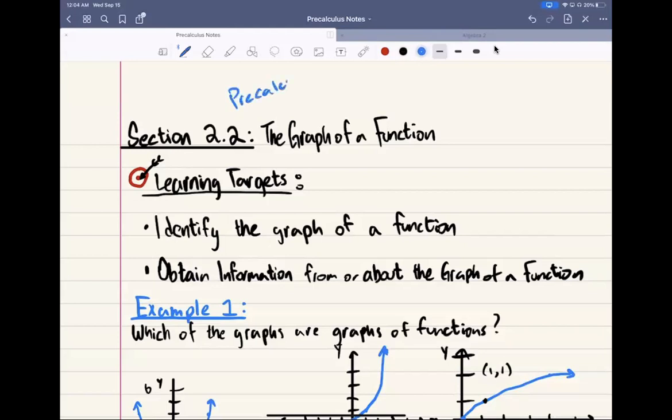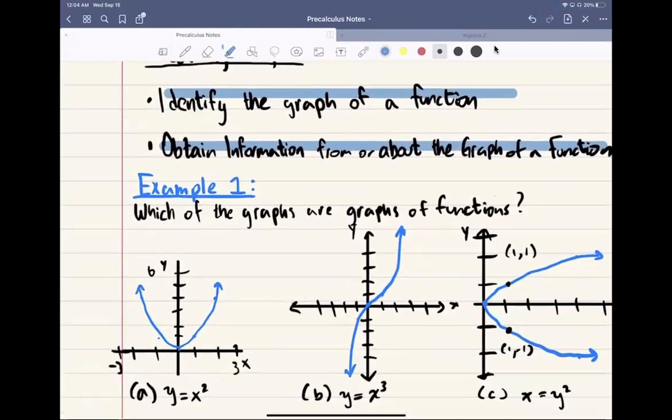Pre-calculus lesson. Today we'll be doing section 2.2, the graph of a function. Our learning targets are to identify the graph of a function and obtain information from or about the graph of a function. This breaks down into two different types of problems. So there's three examples overall, multiple examples in each type. But let's just start with the simple one.